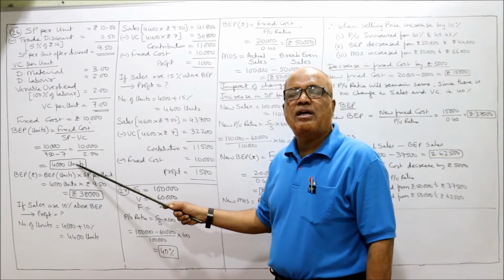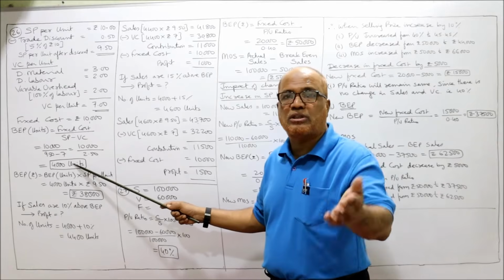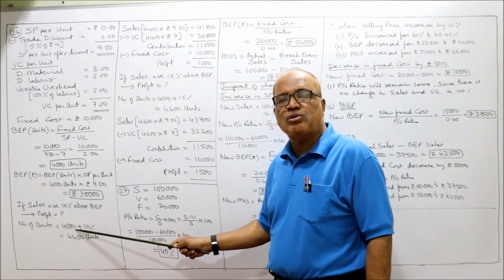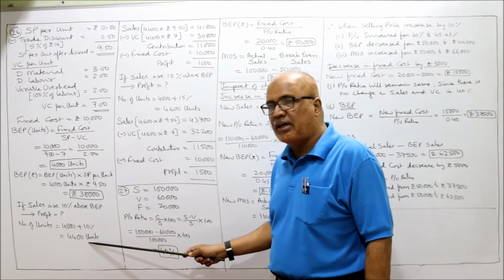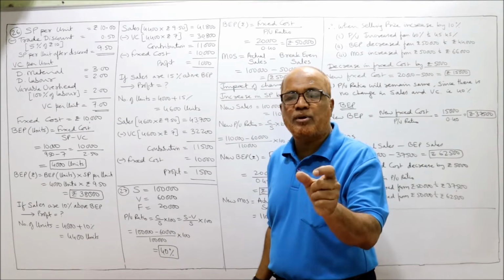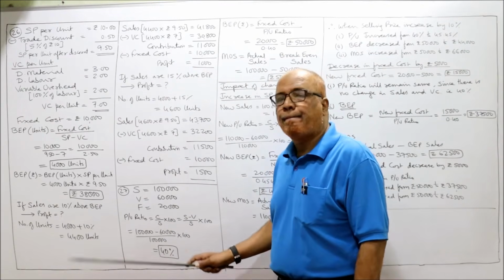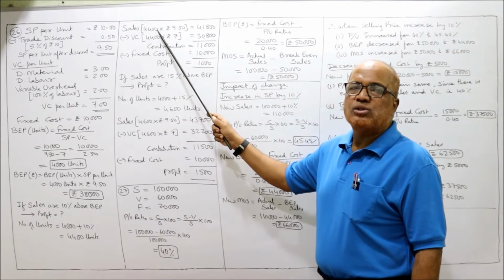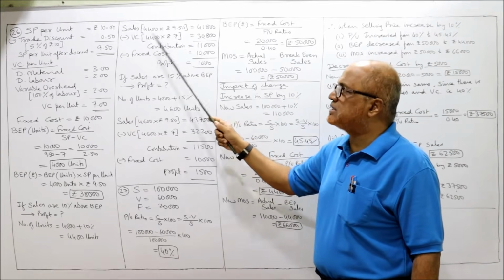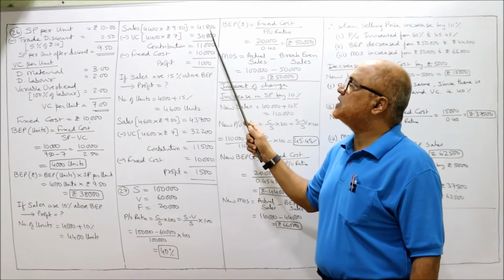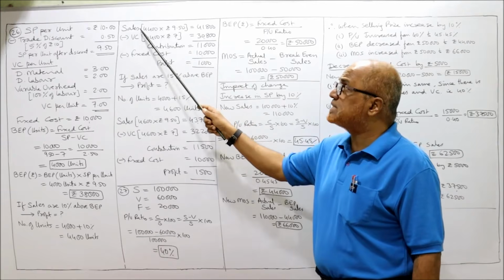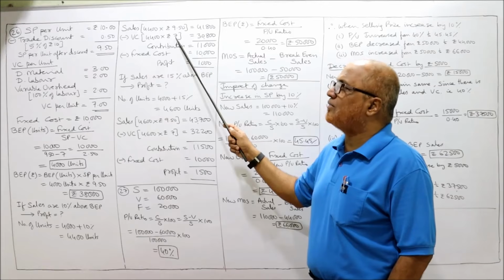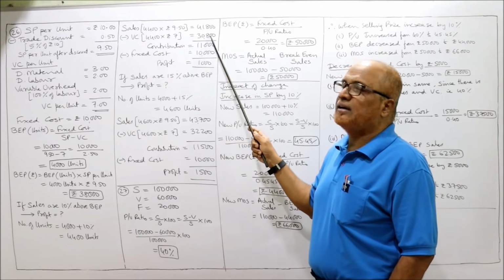4,000. Now we have to increase the sales 10% above 4,000. So 4,000 plus 10%. 10% of 4,000 is 400. So 4,400 units. Simply, we have to find out how much is the profit if the business sells 4,400 units. Here, sales 4,400 units into 9 rupee 50 paisa selling price per unit. Total sales 41,800. From sales, we subtract the variable cost. The variable cost 4,400 into 7 rupees per unit, 30,800.